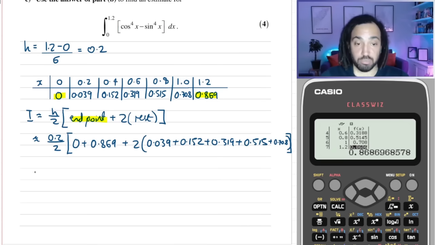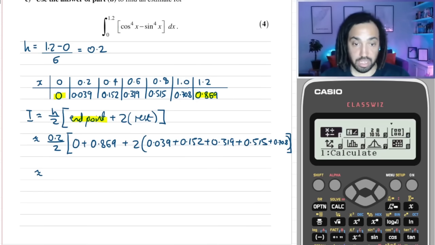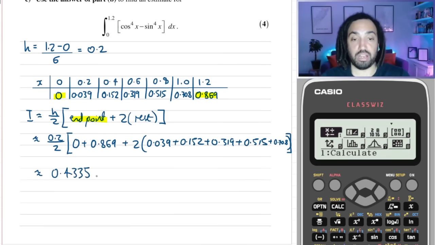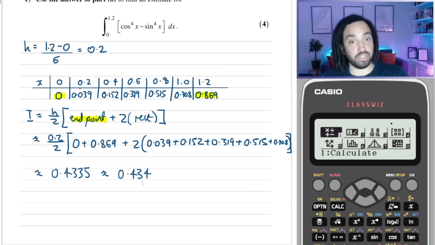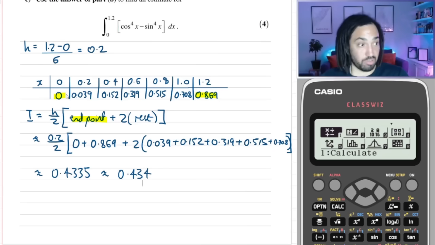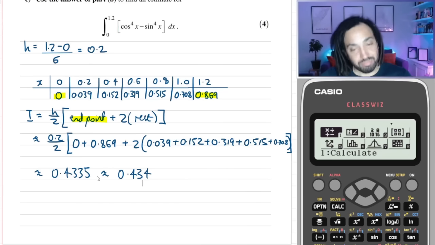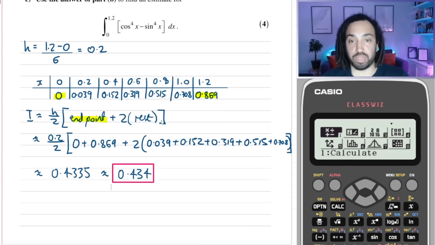Lovely. Okay, I won't bore you with this. I'll just tell you what this comes out as. Okay, so this comes out at 0.4335. So to three significant figures is 0.434. Okay, I think though, if you did a slightly more degree of accuracy for these numbers, you would get 0.433, which is fine. So either that's the answer or 0.433. I think that's fine either way. Okay.